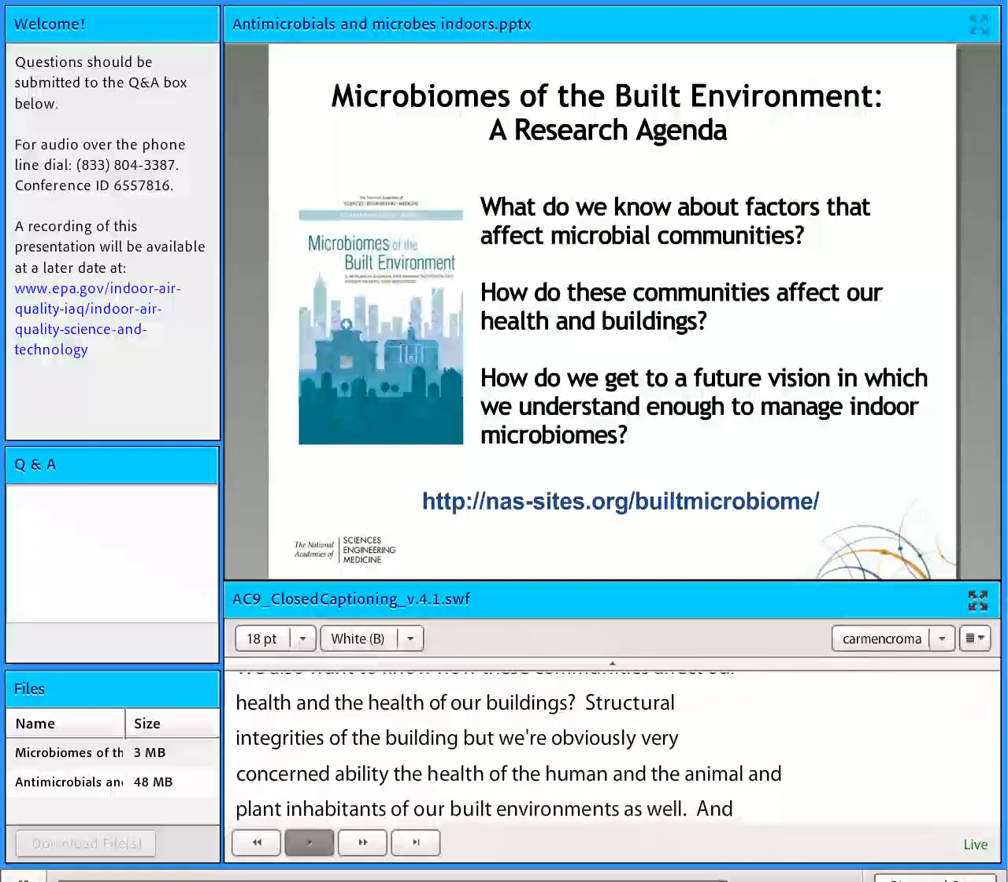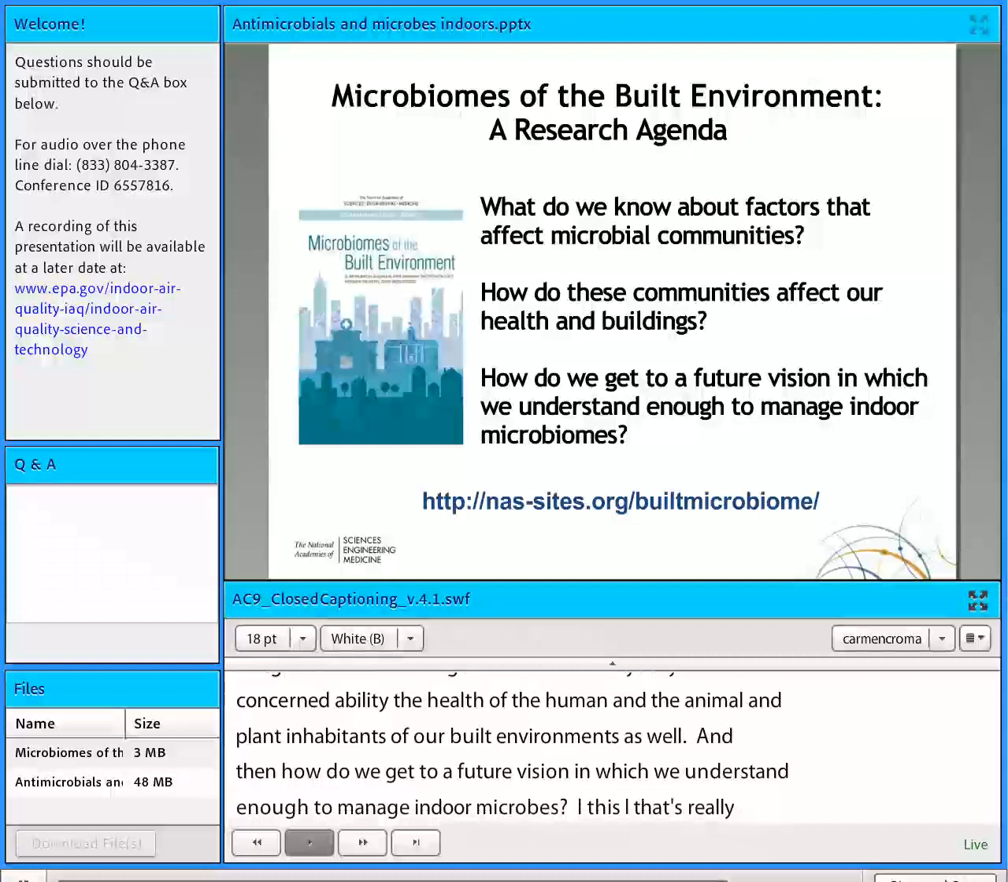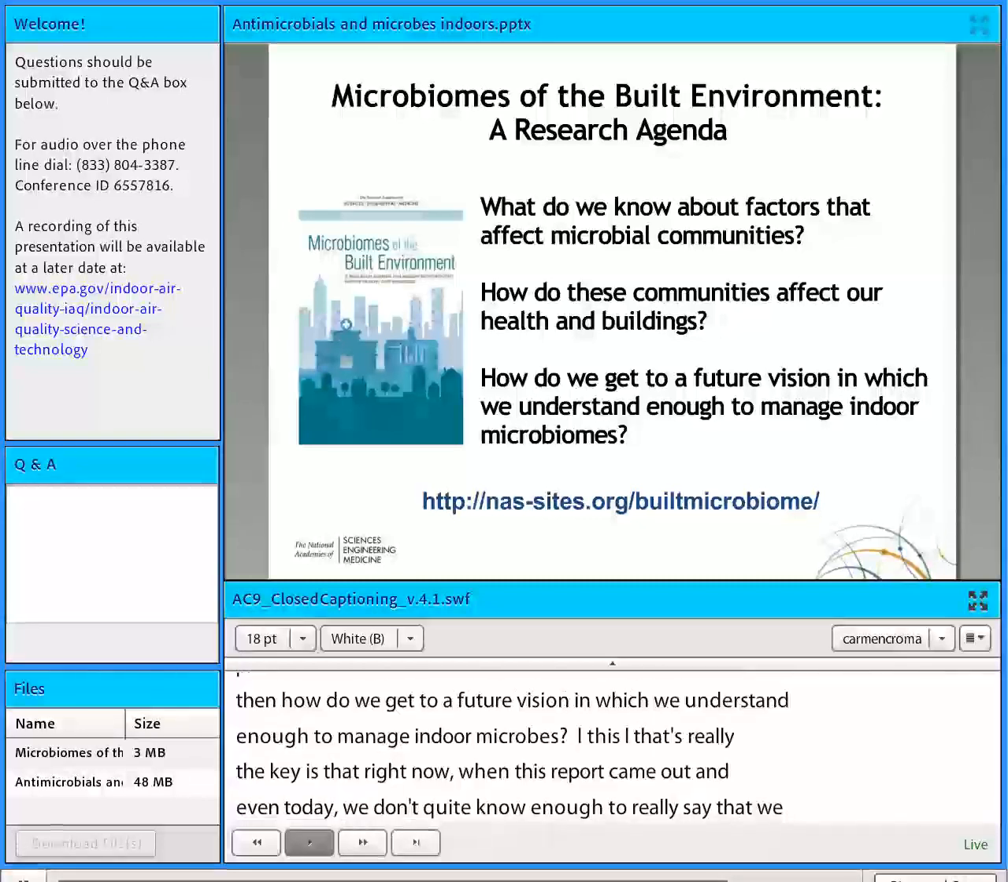And then how do we get to a future vision in which we understand enough to manage indoor microbes? And I think that's really the key, is that right now, when this report came out, and even today, we don't quite know enough to really say that we can manage indoor microbes, but we definitely want to get there.